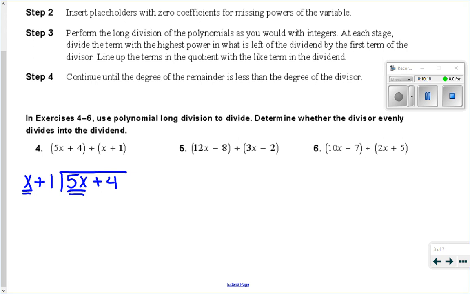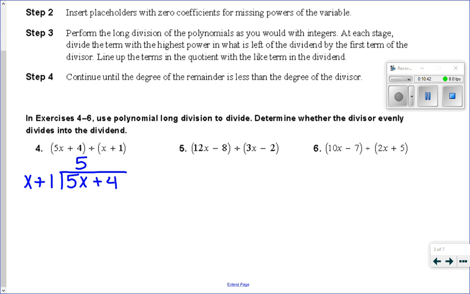X times what would give me that 5x? Or in other words, how many times does x go into 5x? The answer is 5. I know 5 times x would give me that 5x. So 5 is our first number that we're going to put up here. Notice I didn't take into account the 1 or the 4, at least not yet. Right now, I'm just looking at those leading terms. We talked about how important those leading terms were, so that's what I'm focusing my attention on.